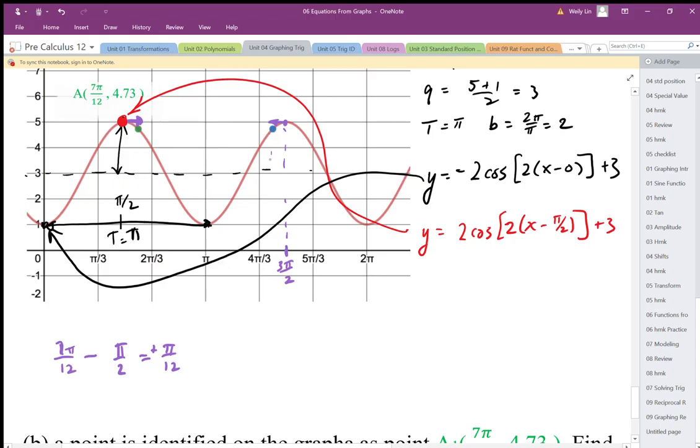So this position here is going to be found by starting at 3 pi over 2 and going backwards. This minus is actually going backwards, that same amount. So that's going to be, what is that, 18 pi over 12 minus 1 pi over 12, which is 17 pi over 12.